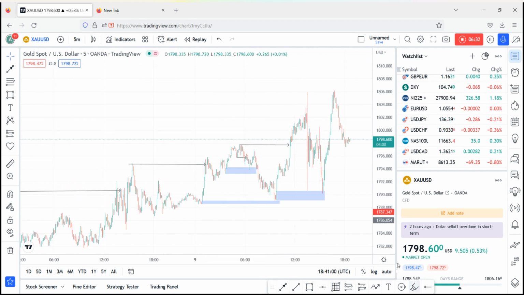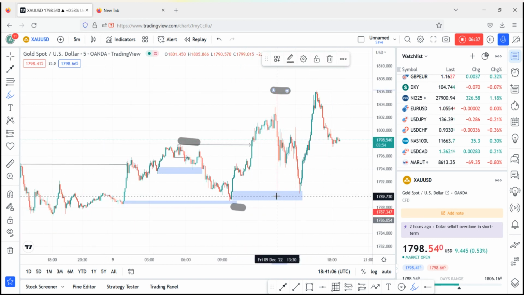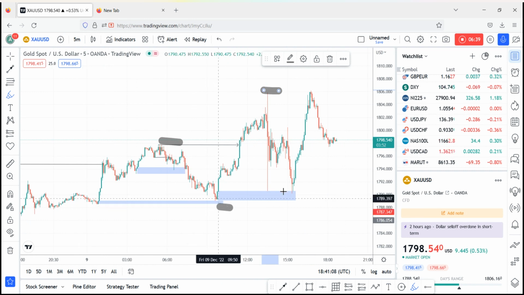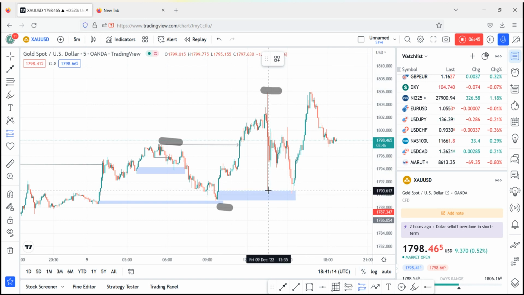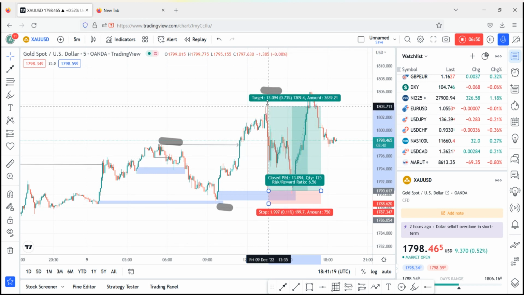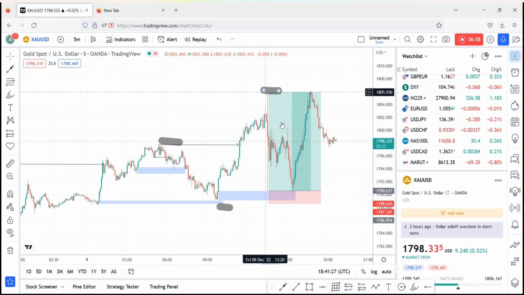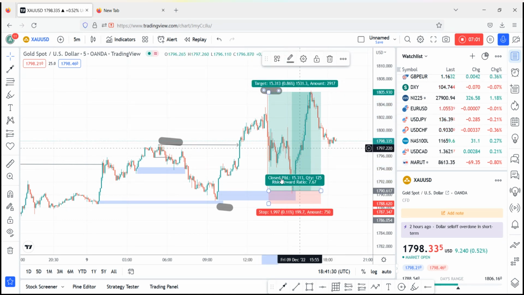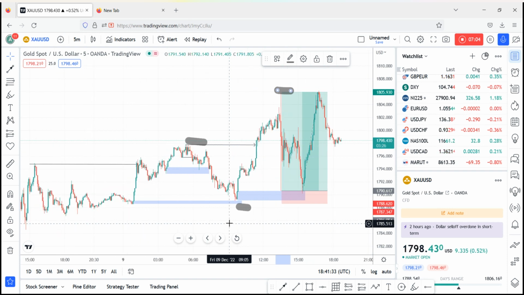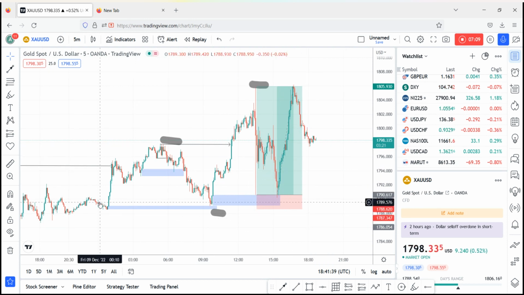Let me mark. This was the high. This was the low. This was the high, right? So that's why I took this demand zone and marked this high as my profit target. I marked here just like this, and my profit target was this high, right? This high. So this was a 1 to 7 risk reward trade that went perfectly in my favor. So you can clearly see how the structure mapping works.